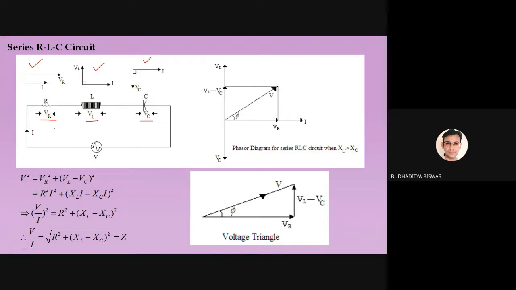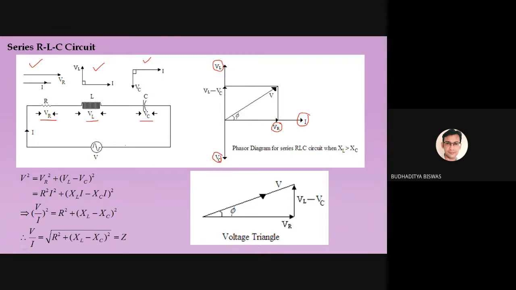Now, as this is a series circuit, we have to take the current as a reference. So this is our reference axis, current. VR should fall on the same reference axis because this is the voltage across the resistance. So the phase angle between them is 0 degree. Then VL is leading. That means the voltage across the inductor leads the current by an angle of 90 degree. So it is in that direction, and VC should be in this direction.